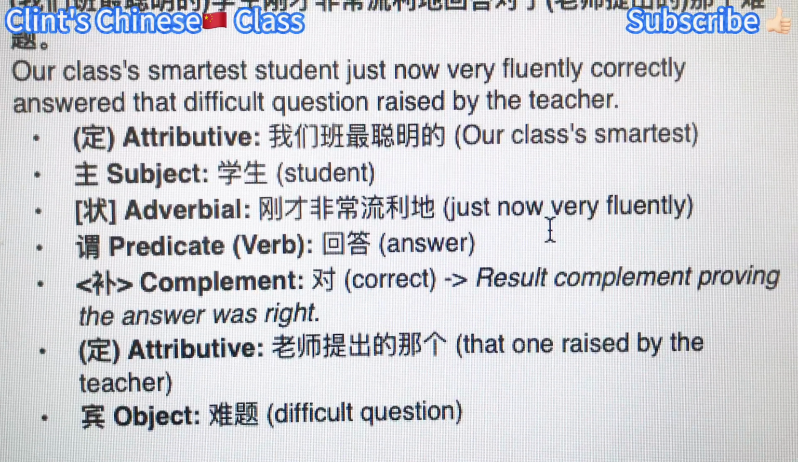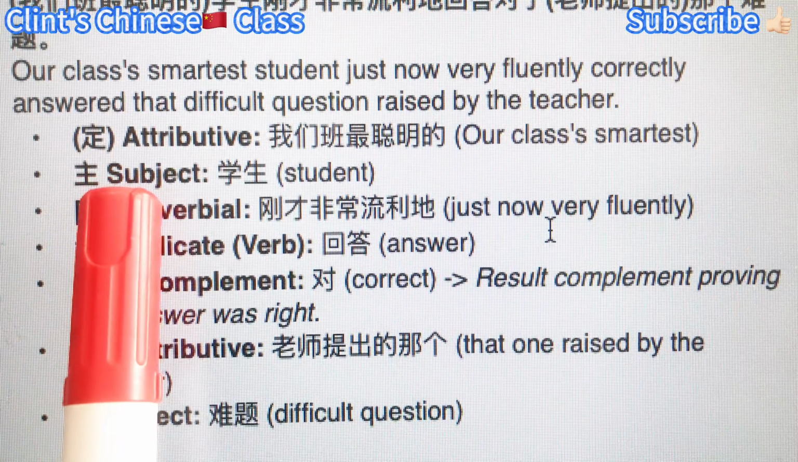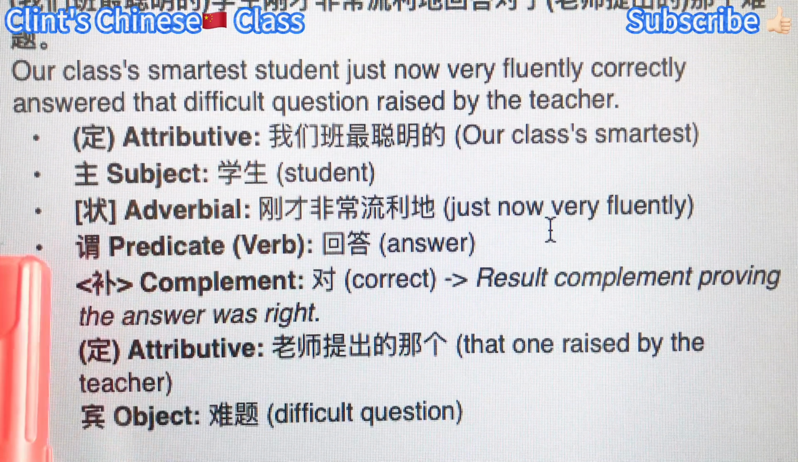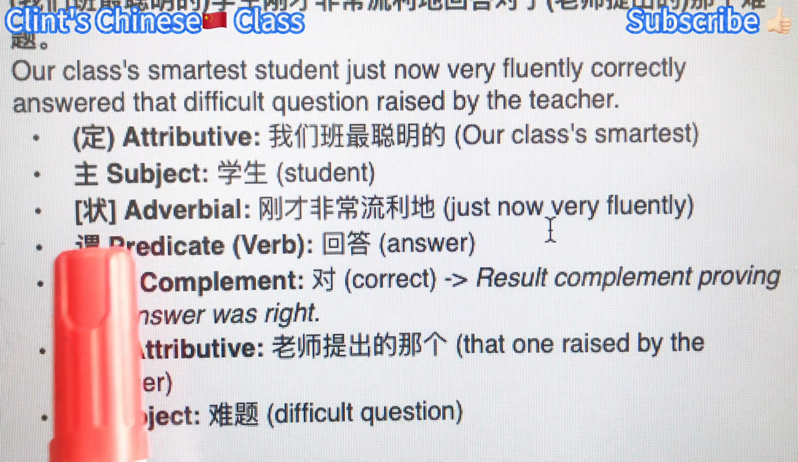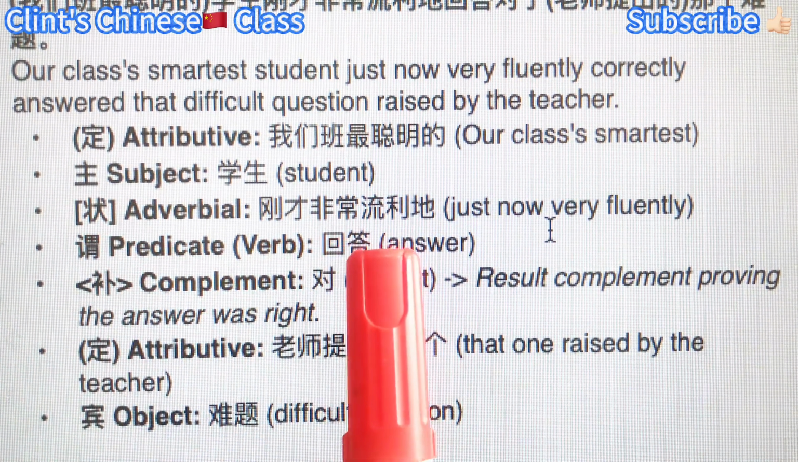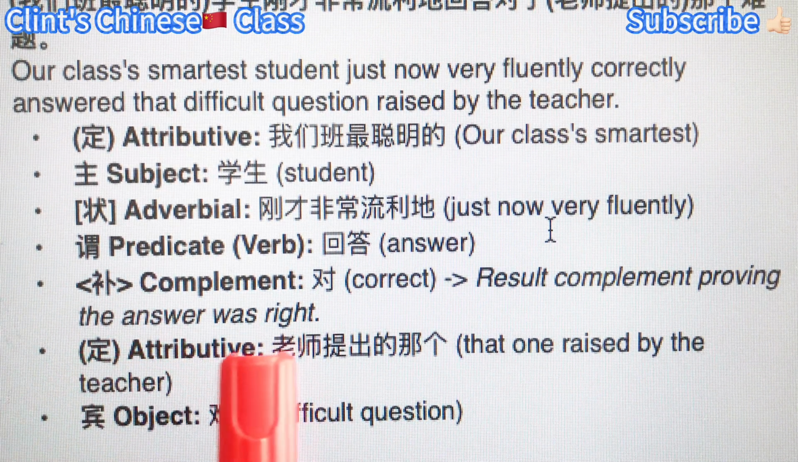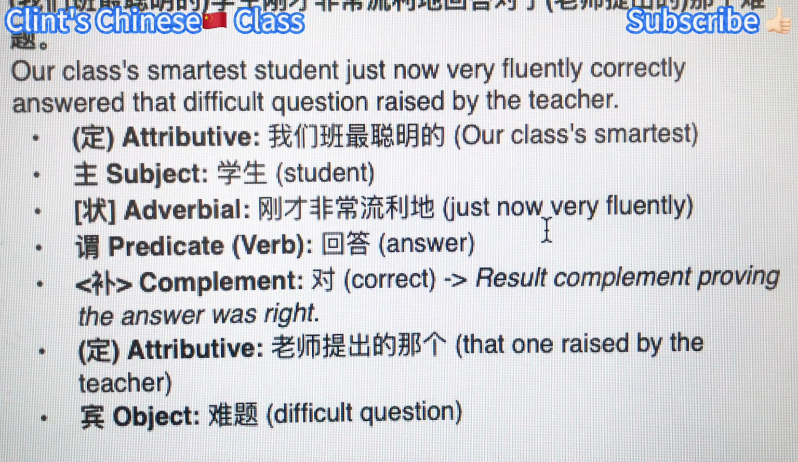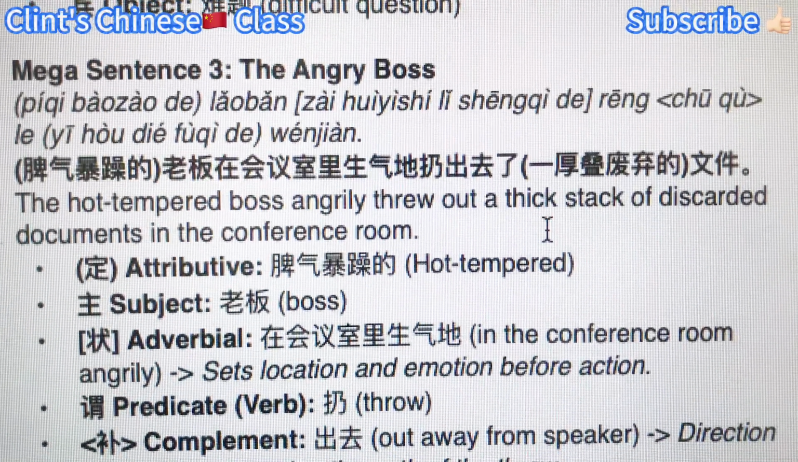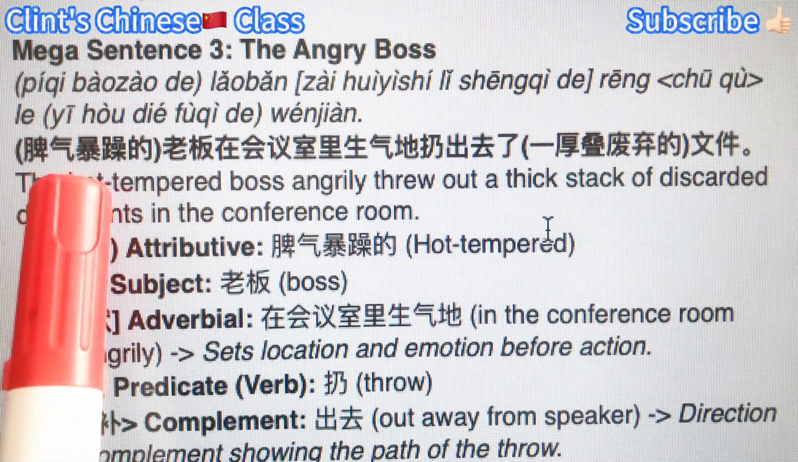All right. So now you see attributive 我们班最聪明的, subject 学生, adverbial 刚才非常流利的, predicate or the verb 回答, complement 对, attributive 老师提出的那个, and the object 难题, difficult question. All right, so you got the idea. Now I'm gonna analyze this one.